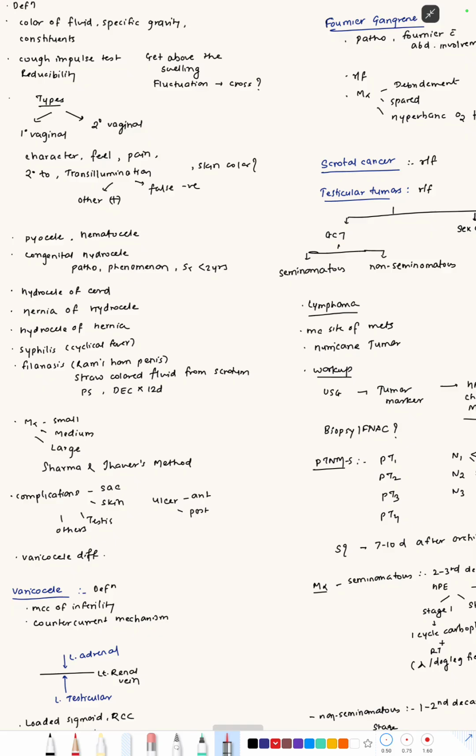Filariasis, there is a ram's horn penis that is seen. Straw colored fluid from the scrotum. Peripheral smear is done for the investigation, and the management is diethylcarbamazine for 12 days.